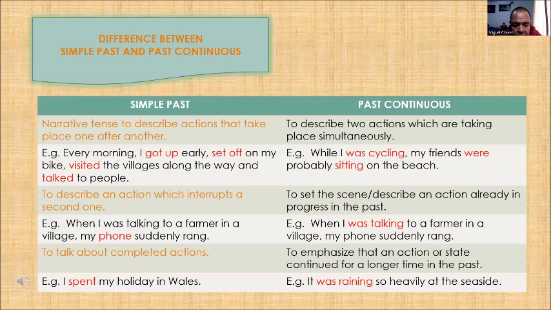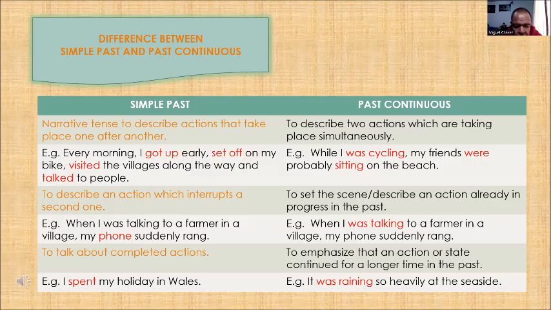The simple past and the past continuous are used to express actions in the past. However, each has a different function. The chart below provides an overview of the differences between them. The simple past is a narrative tense to describe actions that take place one after another.